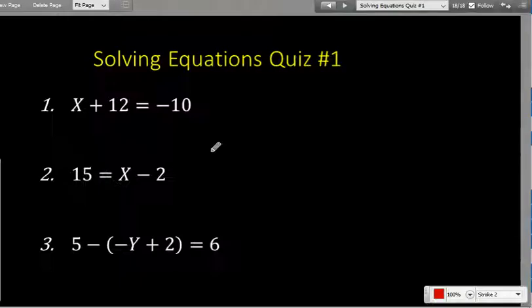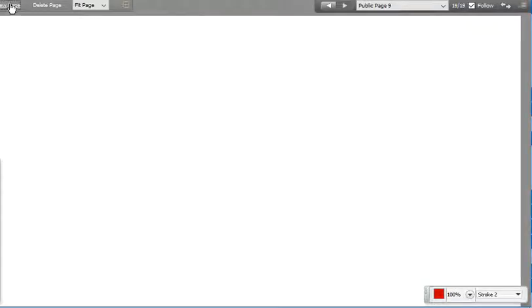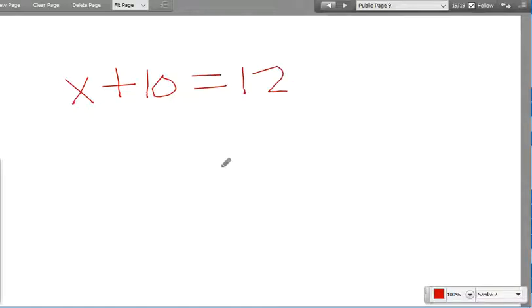Okay? So here we go. First problem. So this is your quiz. Question number 1, x plus 12 equals -10. So I'm going to give you a practice problem just like this one. Okay, so x plus 10 equals 12. So go ahead and push pause, do this one on your own, and then push play to see if you did it correctly.